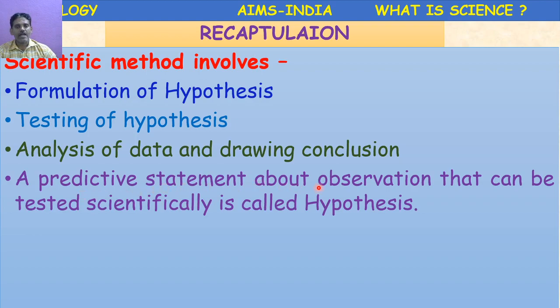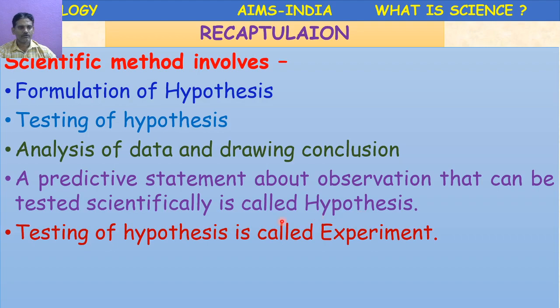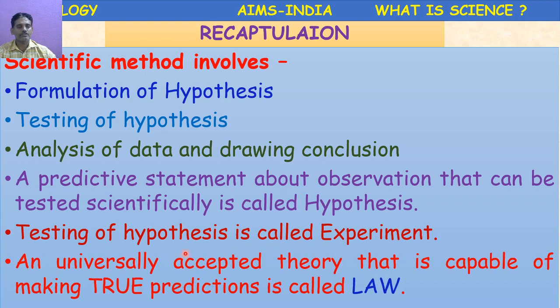A predictive statement about observation that can be tested scientifically is called hypothesis. Testing of hypothesis is called experiment or experimentation. A universally accepted theory that is capable of making true predictions is called a law. Law is universal, which is accepted by everybody, which is proved. Okay? Scientific method involves formulation of hypothesis, testing of hypothesis, analysis of data, and drawing conclusion.